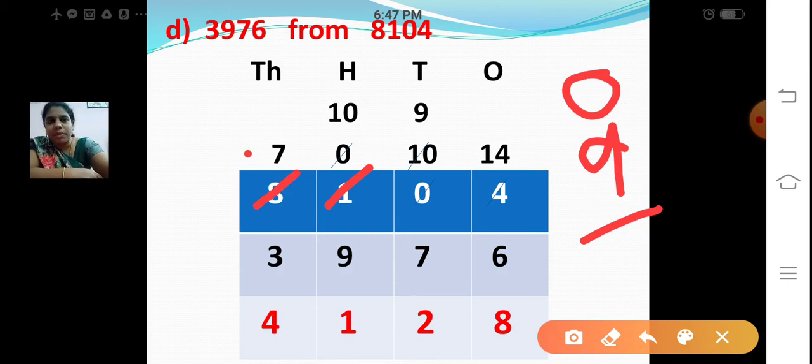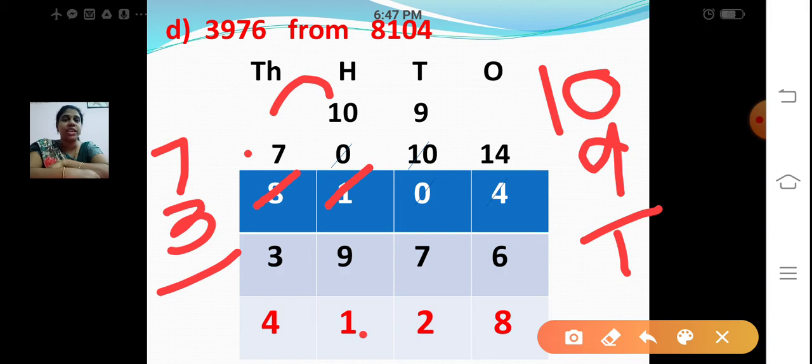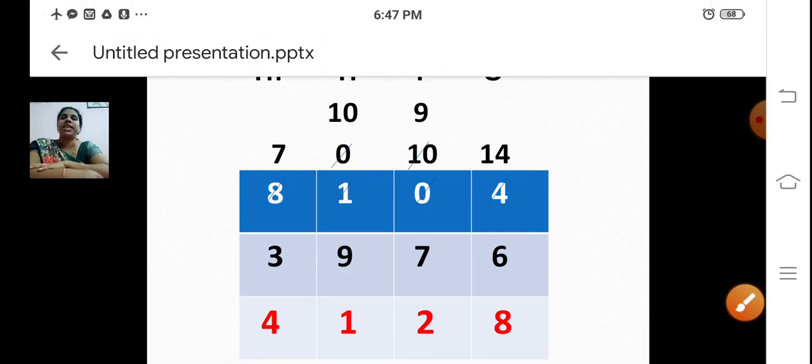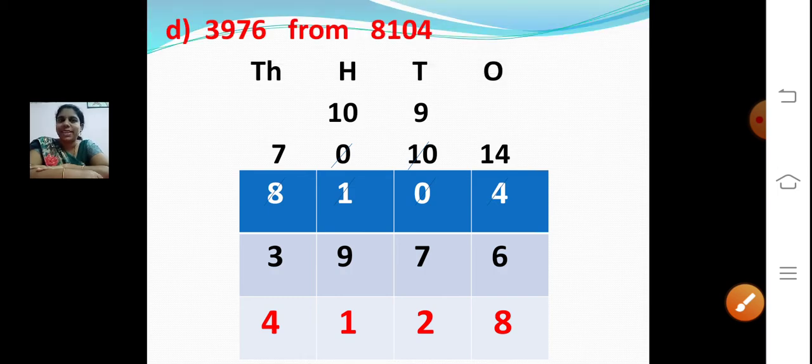So my thousands place will become 7 now, and my hundreds place will become 10, right? So 10 minus 9, 1. Write it down, 1. If I'm giving 1000, what is the meaning? 10 hundreds. So I'm giving 10 hundreds, right? So 10 minus 9, 1. So 100. Now let's subtract the thousands place. 7000 minus 3000. 7 minus 3. Start from number 3. Count forward till you reach 7. After 3, 4, 5, 6, 7. 7 minus 3, 4000. Write it down. 4128. What is my answer?